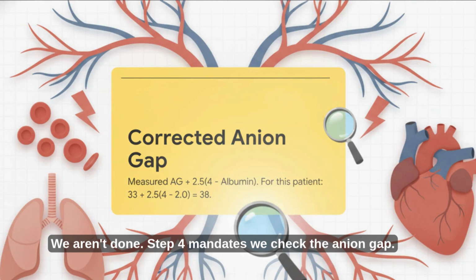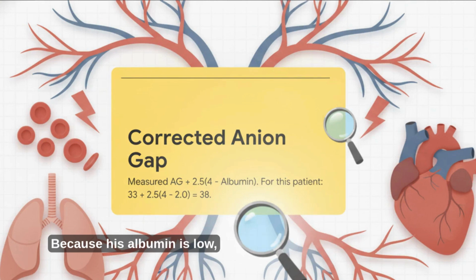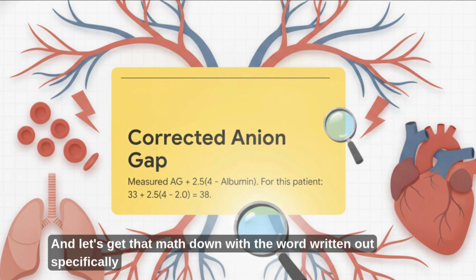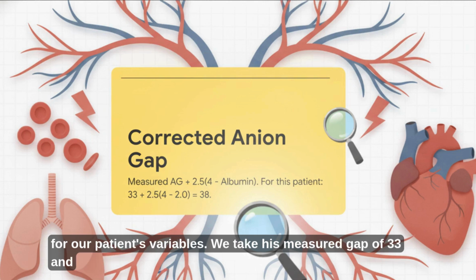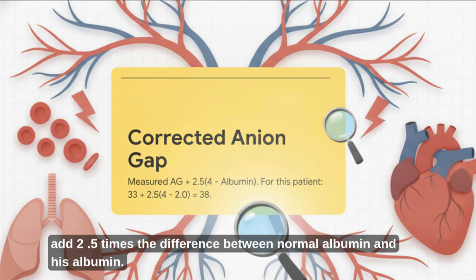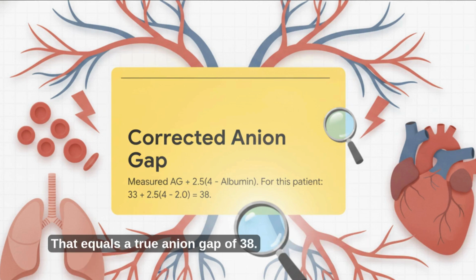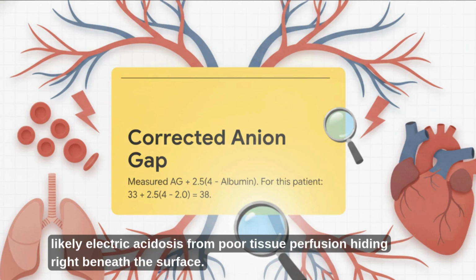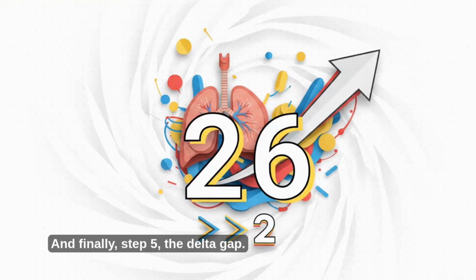Step 4 mandates we check the anion gap. Because his albumin is low, we have to use the corrected anion gap formula. And let's get that math down written out specifically for our patient's variables. We take his measured gap of 33 and add 2.5 times the difference between normal albumin and his albumin. That equals a true anion gap of 38. This reveals a massive, profound, high anion gap metabolic acidosis, likely lactic acidosis from poor tissue perfusion hiding right beneath the surface. And finally, step 5, the delta gap.